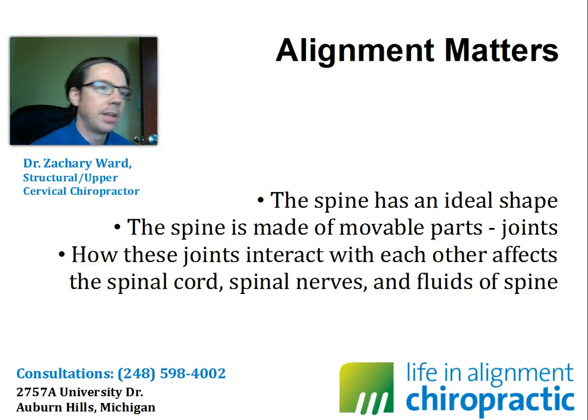The spine does have an ideal shape. It's made to occupy a certain place in time and move a certain way. It has movable parts that we call joints. These are made up of the bones, muscles, ligaments, and the discs in between those bones. How these joints interact with each other over the whole spine, how they work together as a whole, will affect the spinal cord, the spinal nerves, and the fluids of the spine.